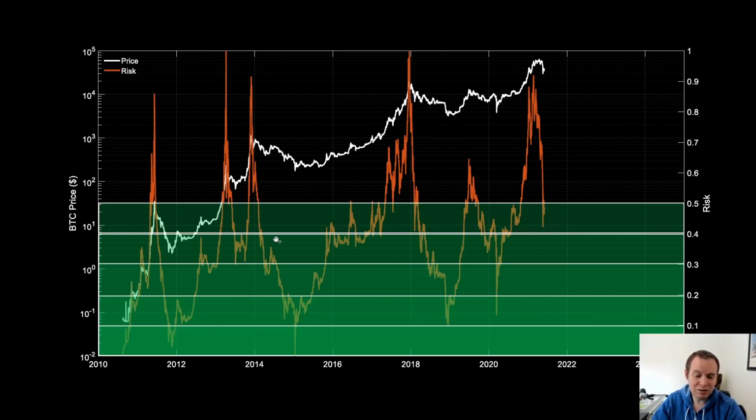Note that in 2013, we made it to the 0.3 risk band. We actually briefly dipped below 0.3 risk on one given day, but we were able to make it down to about 0.3 risk during 2013 before we actually turned around. So this metric for me is mainly what I use to navigate Bitcoin. Okay, this is mainly what I use.